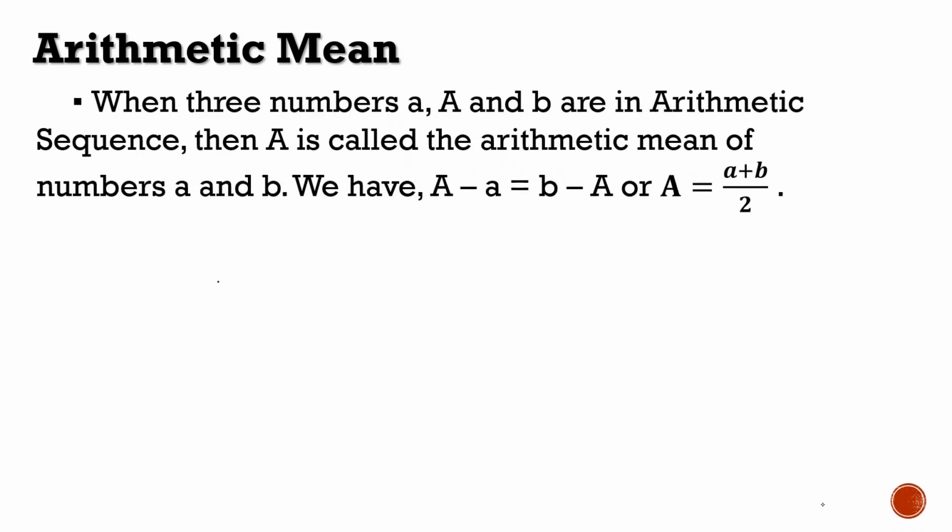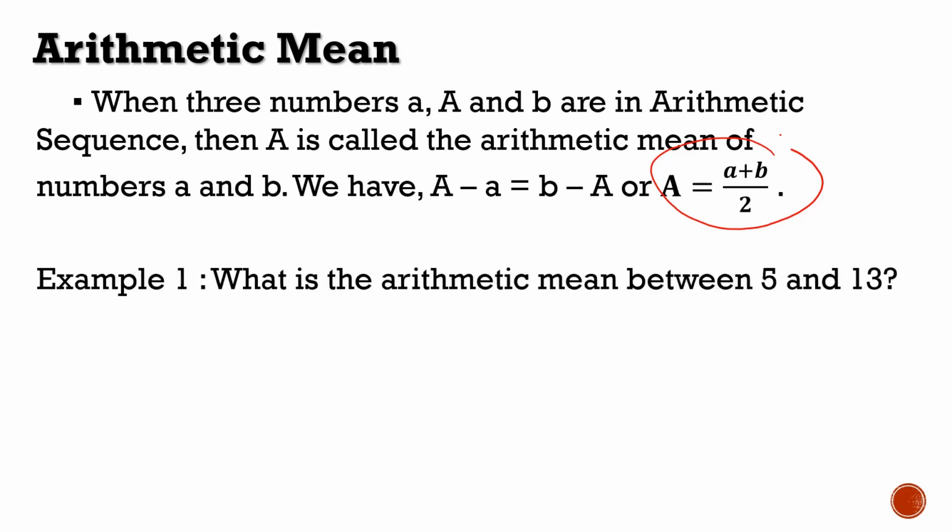When we say arithmetic mean, this is the formal definition: with three numbers, small letter a, capital letter A, and small letter b, if they are in arithmetic sequence, then the capital letter A is called the arithmetic mean of the numbers a and b. We have A minus a should be equal to b minus A. Or we can simplify the concept into A equals (a plus b) over 2.